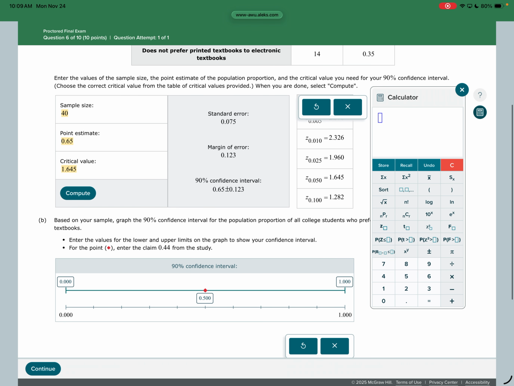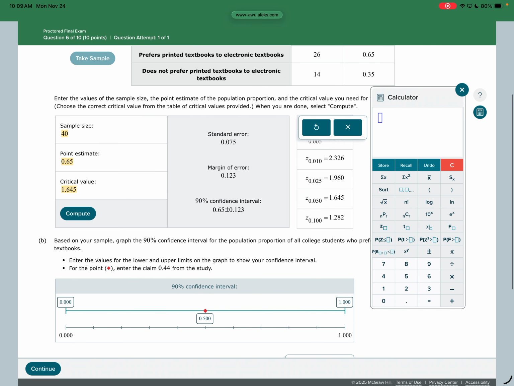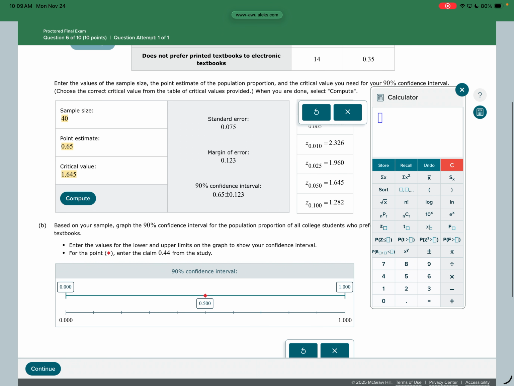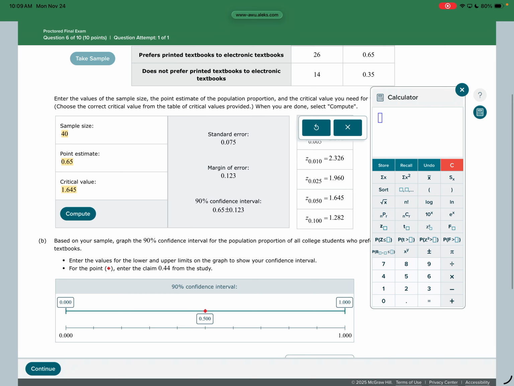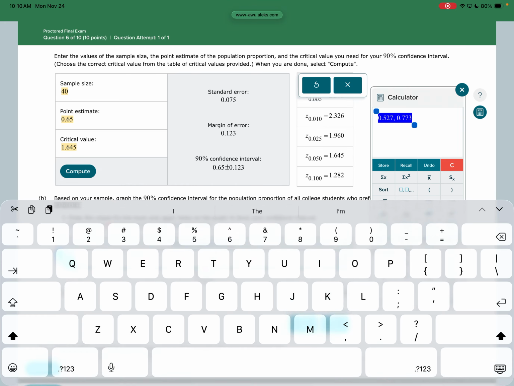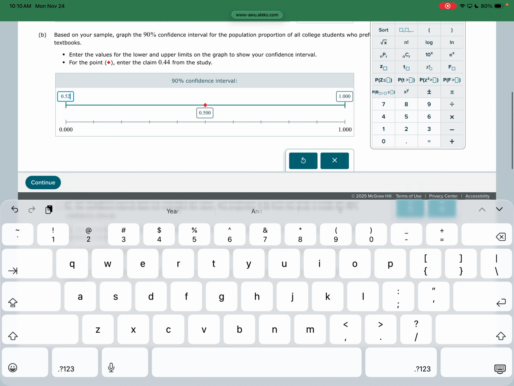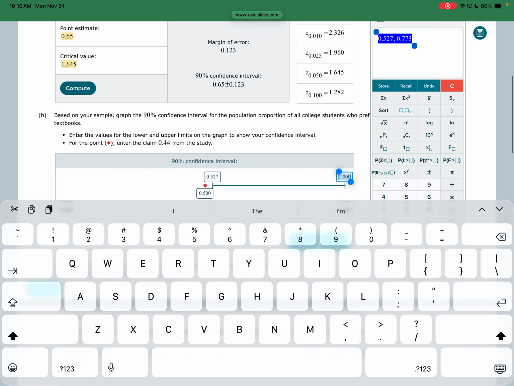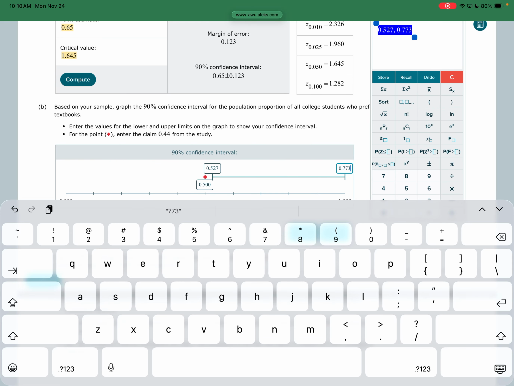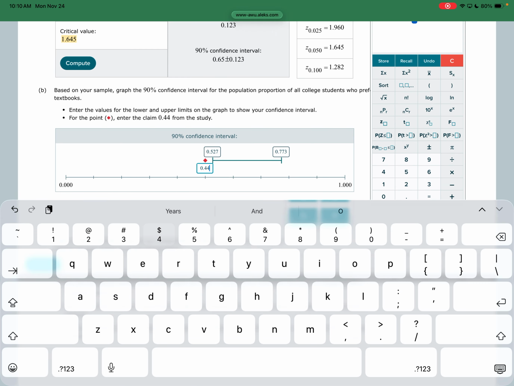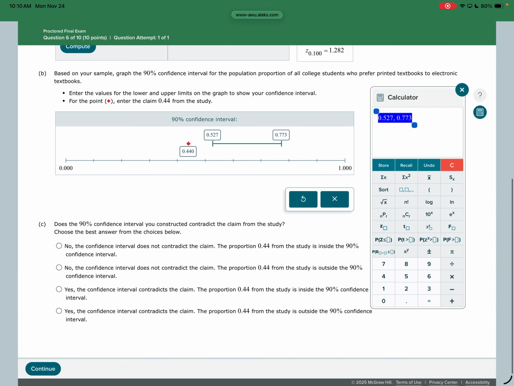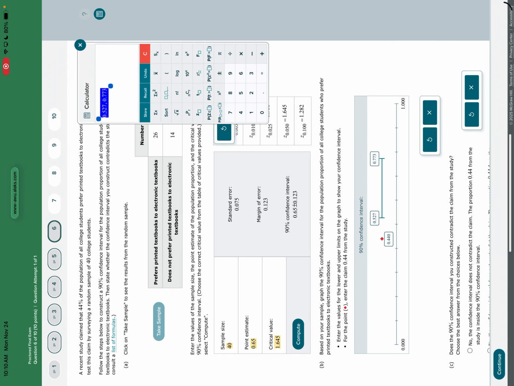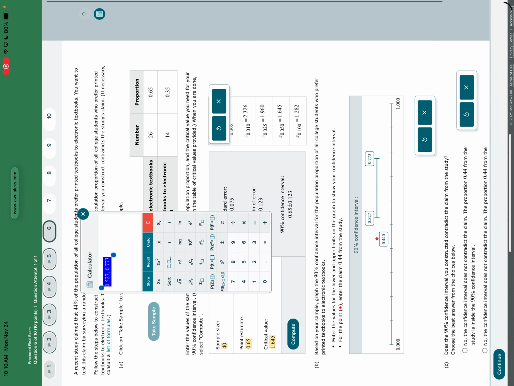And then we get our number there: 0.65 plus or minus 0.123. It's pretty big. It is 0.527 and 0.773. And the study says 0.44. So that is outside. It does contradict the claim. They told us it was 44%, whereas it's actually 65%.